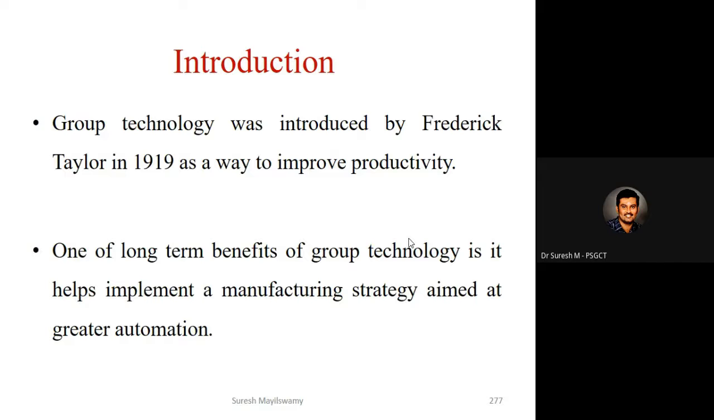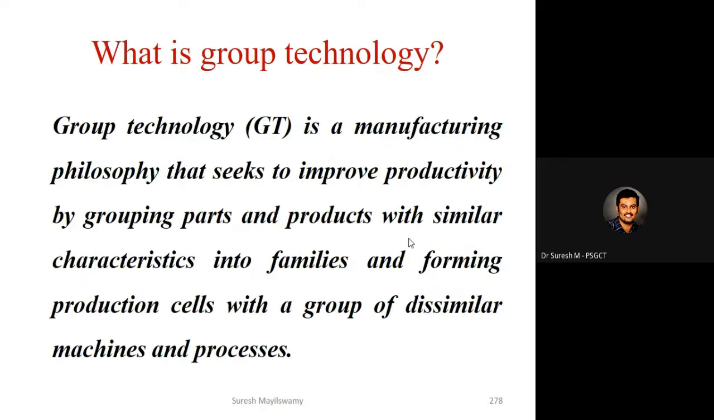This is called group technology. So group technology was introduced by Frederick Taylor in 1919 as a way to improve productivity. Generally, group technology is the manufacturing philosophy that seeks to improve productivity by grouping parts and products with similar characteristics. If suppose a shaft is there, we can group similar kinds of shafts or similar kinds of fasteners together, so that it comes under the group technology category, into families and forming production cells with a group of dissimilar machines and processes.